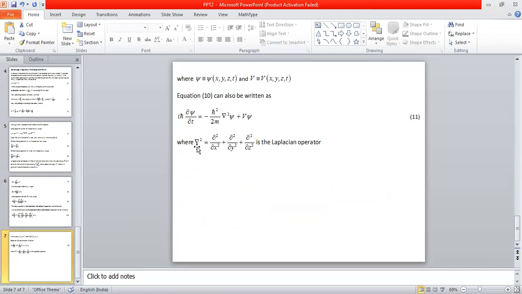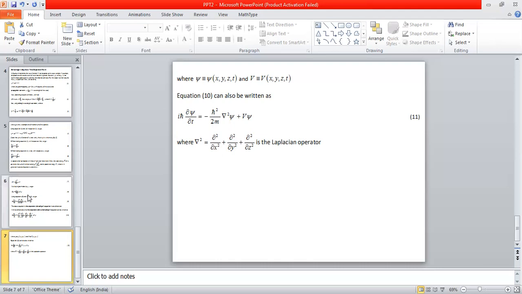So in terms of the Laplacian operator del squared, Schrodinger's equation in 3 dimensions, time dependent form, is now given by iħ ∂ψ/∂t = −ħ²/2m ∇²ψ + Vψ. So this is equation 11, and this equation 11 is actually Schrodinger's equation in 3 dimensions, of course time dependent form. So this is the equation we wanted to set up, and we did it.